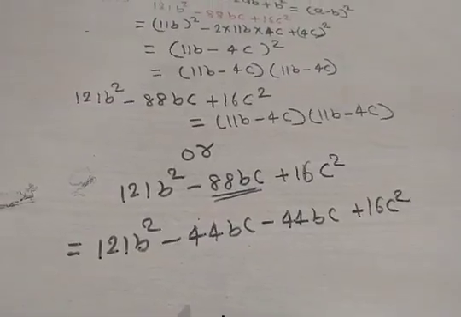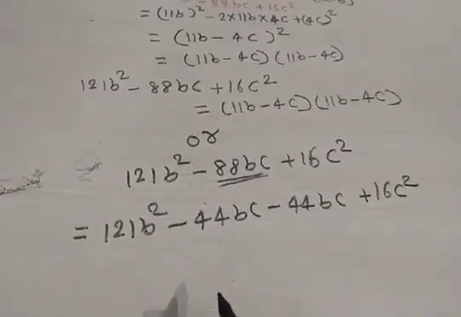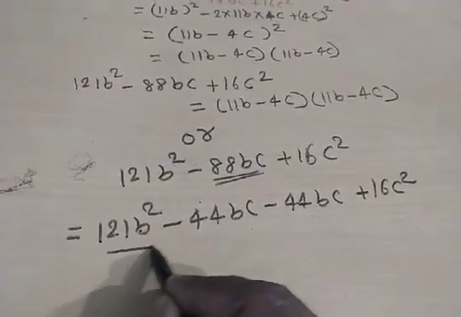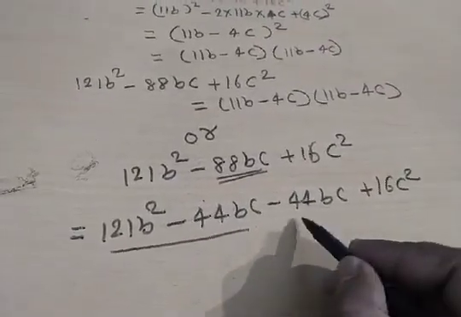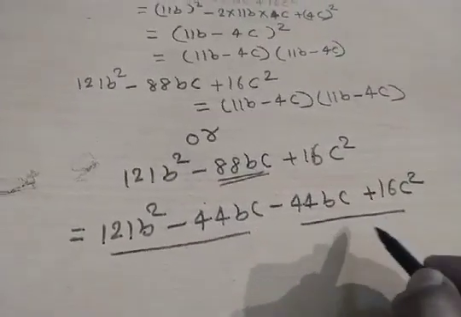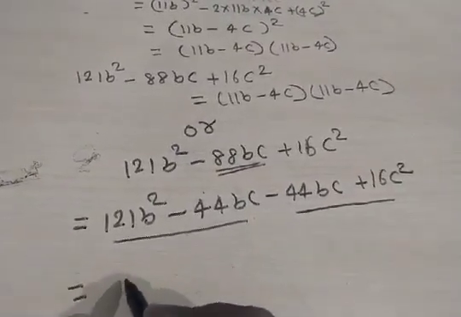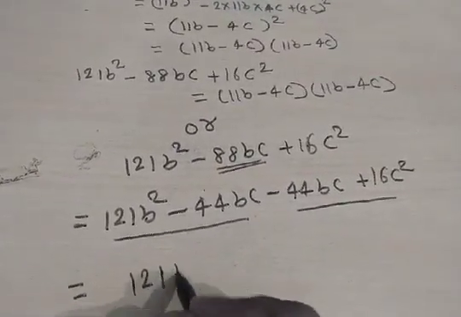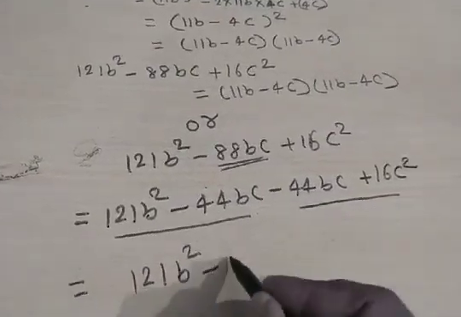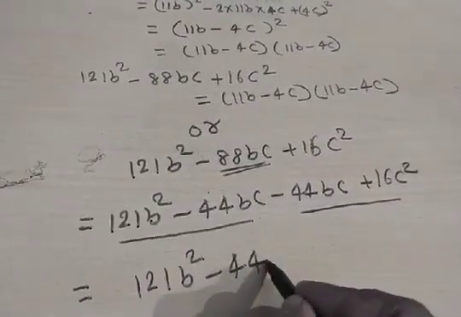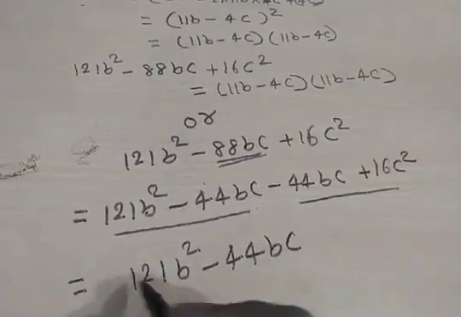Now we do grouping. This is first two terms and this is second and last two terms. So first write it in a bracket 121 b square minus 44 bc. This is one bracket.